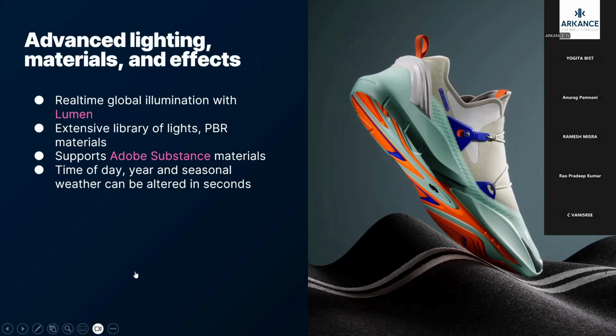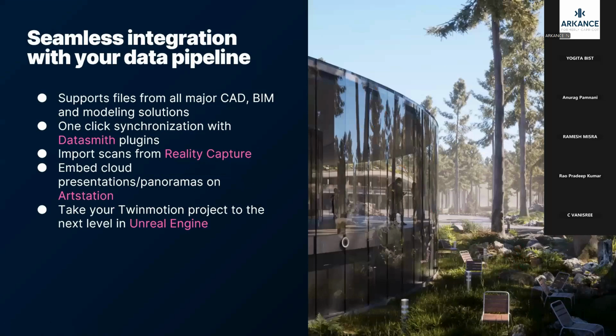Then you have the Adobe Substance materials as well, which would act as certain 2D sort of textures, but will give you an actual essence of how the textures are. Actually, it gives you detailed versions of textures. Then you can definitely make changes with respect to daytime, years, seasonal weather changes, and alterations. All those things can be done, right?